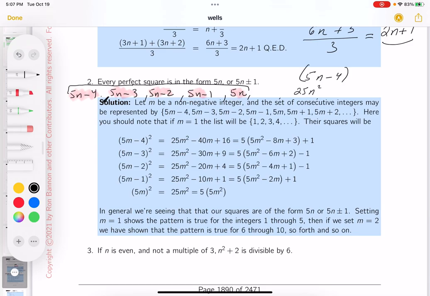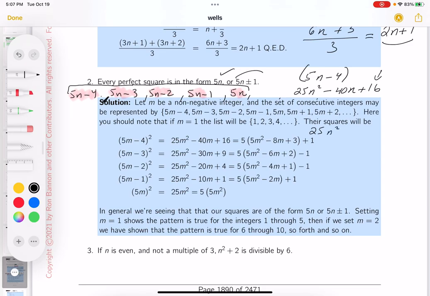25n squared minus 40n plus 16. Well, you know what? I'm not seeing this, but maybe I'm seeing this over here. But that 16 bothers me. So what would I do? I'd factor part of it, but I want to make this a multiple of 5. So what would I get?